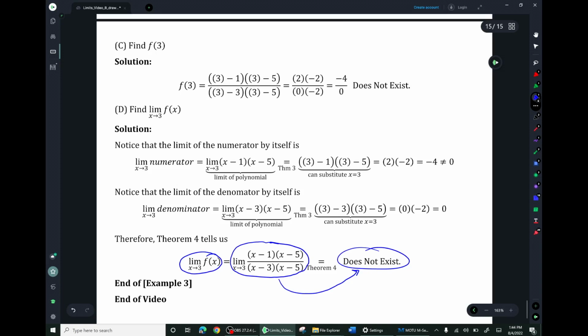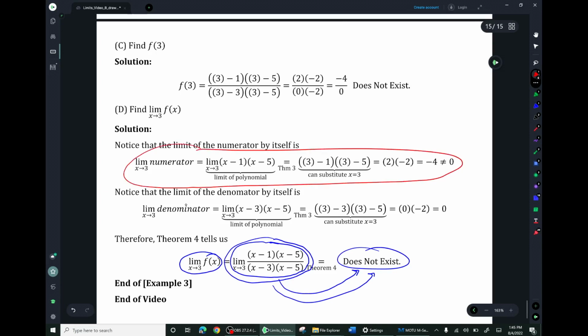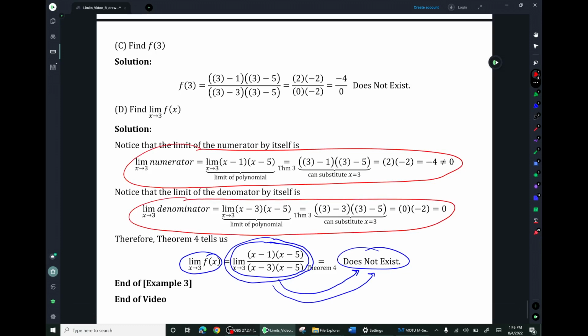In the current example, we don't have a theorem that says we can substitute in numbers. We have this theorem that says if you're presented with this limit, then you just jump to here. You say the limit does not exist. Where I did substitute numbers in was earlier when I was investigating the numerator by itself and investigating the denominator by itself. So in those cases, I was able to substitute numbers in and actually get values for limits. I got a value of -4 for the limit of the numerator by itself, and I got a value of 0 for the limit of the denominator by itself.